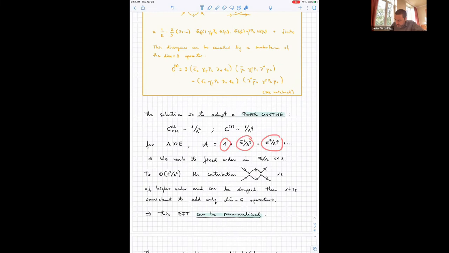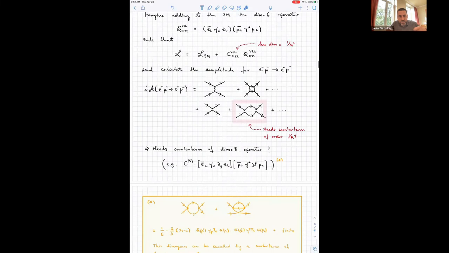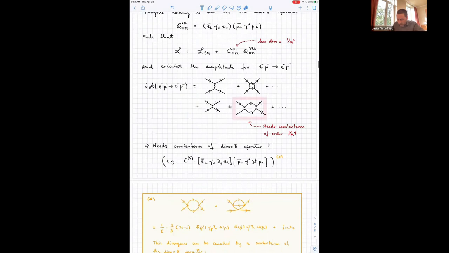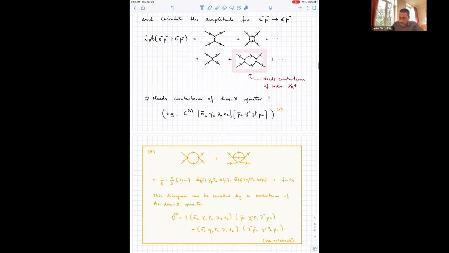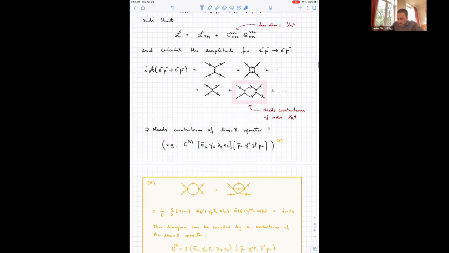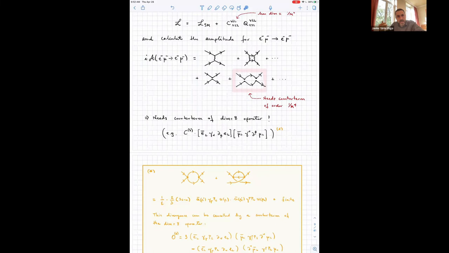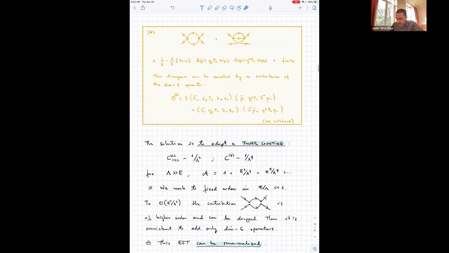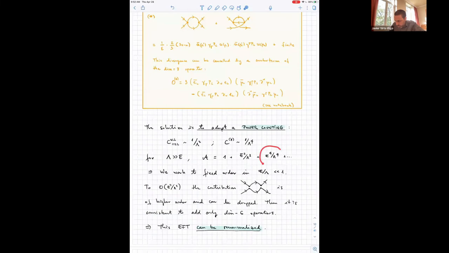So for example, if I'm calculating this amplitude here, and I'm really doing an experiment where I have external kinematics given by the Mandelstam variables, then this amplitude will start with the standard model, which will be one, and then I have a contribution like this, which will be proportional to E over λ squared. And then I will have an extra term which goes like one over λ to the fourth, so I have to give the right dimensions to the thing, so I will have energy and so on. So this is an expansion where this is small.